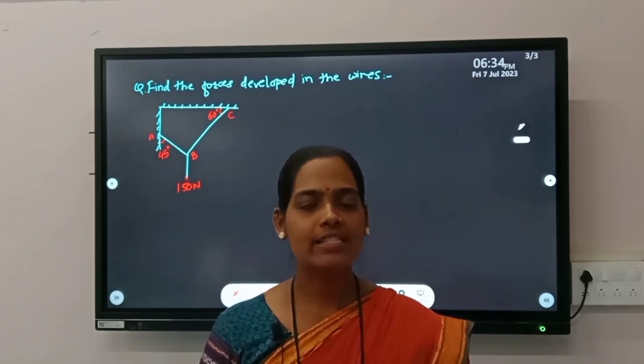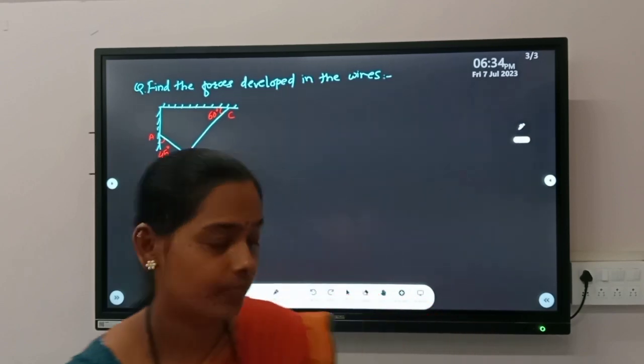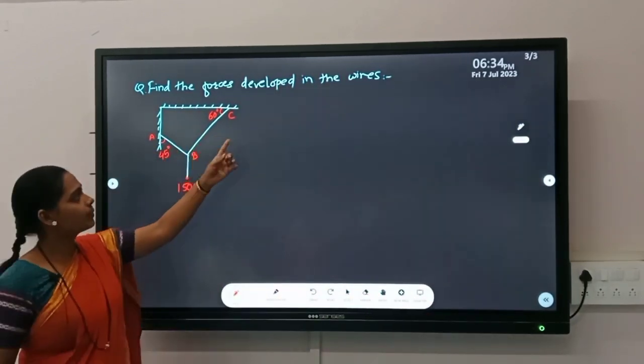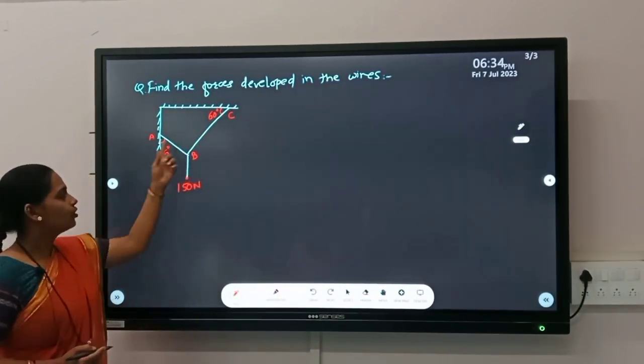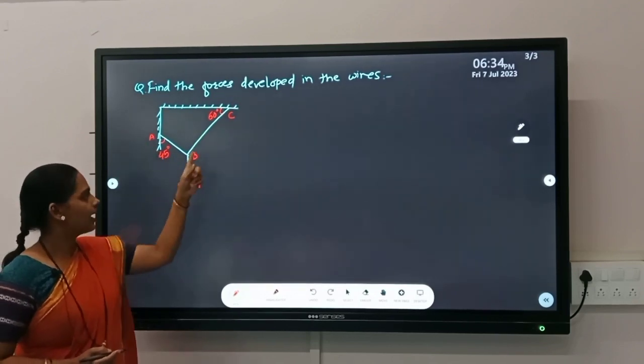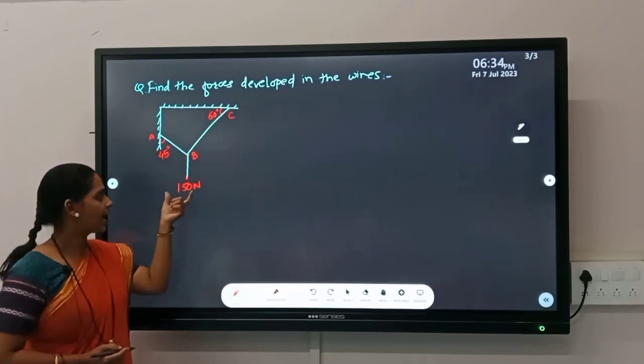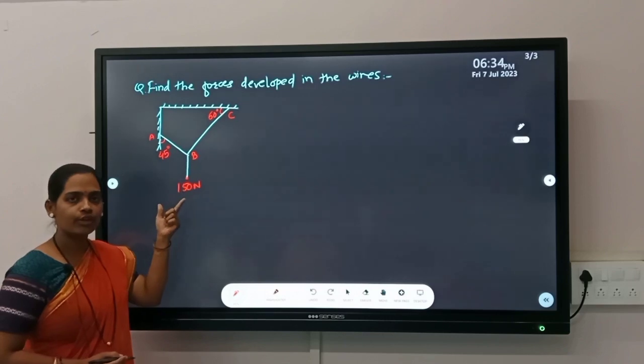Hello friends, today we'll see one more numerical on Lami's theorem. Find the forces developed in the wires. So this is a string AB, BC, and a weight of 150 Newton is hanged at this particular point. First of all, we'll draw the FBD.